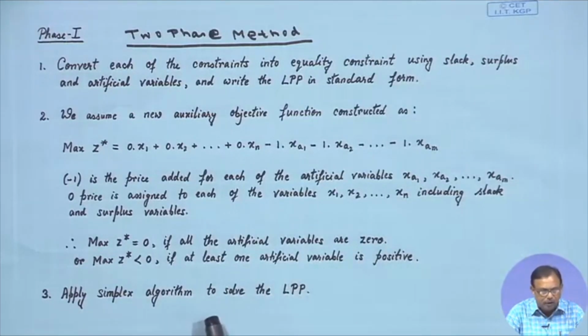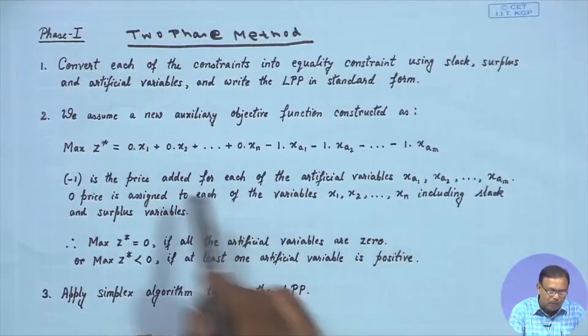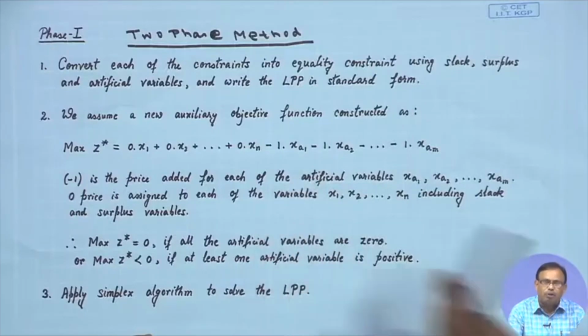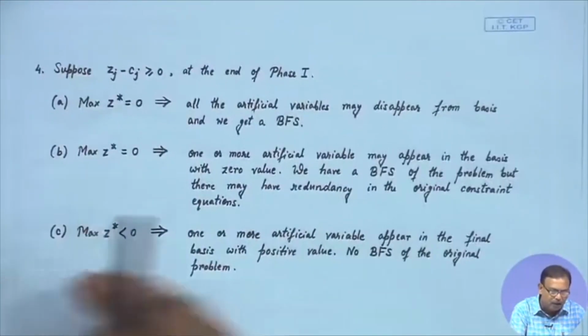Step 3 is apply the simplex algorithm to solve the problem. That is, the simplex algorithm, whatever we have used in earlier classes, you use that particular algorithm to solve this problem. Maximize z star equals this new auxiliary objective function subject to the original constraints. Now, certain cases may arise.